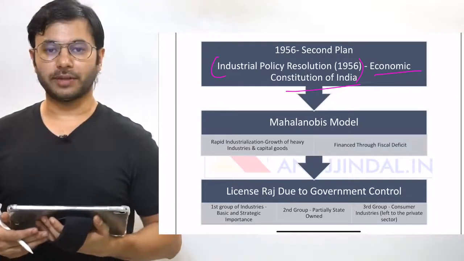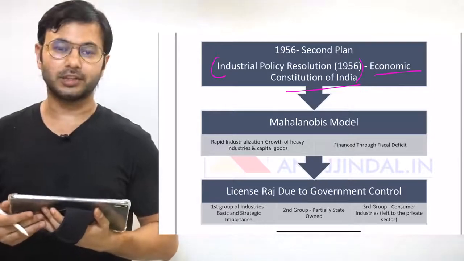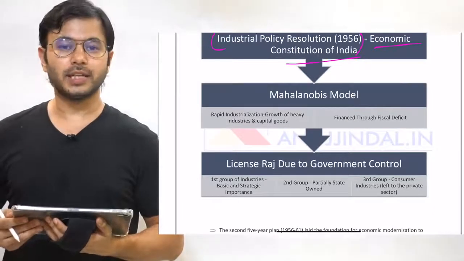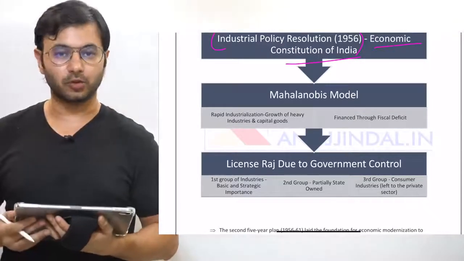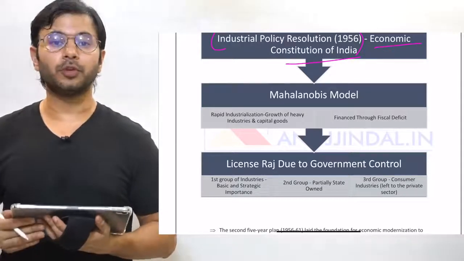What are the negative contributions of Hindu rate of growth? All these are a list of questions that can be asked from you in the examination. The Mahalanobis model went in a direction totally opposite to the Harrod-Domar model. The model said that if we want to achieve growth, we have to industrialize.